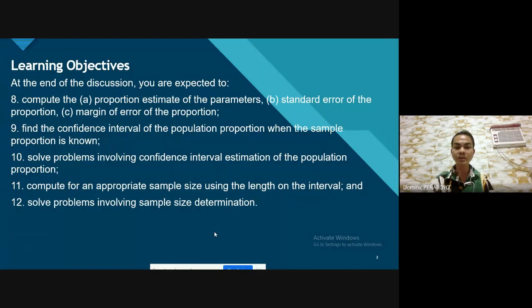Now, as you can see, we have a lot of things to discuss. So I'll be cutting our discussions into three parts. The first will be for the concepts of estimation and the Z distribution. Second will be for the T distribution. And the last is for proportion, population proportion.